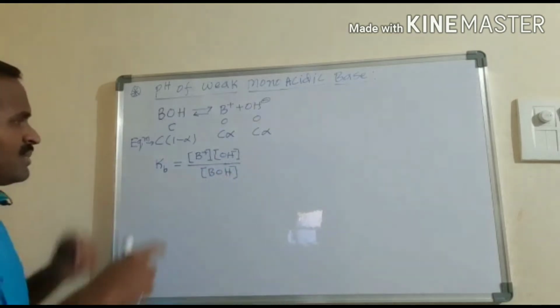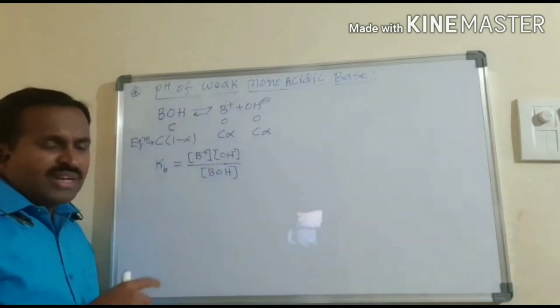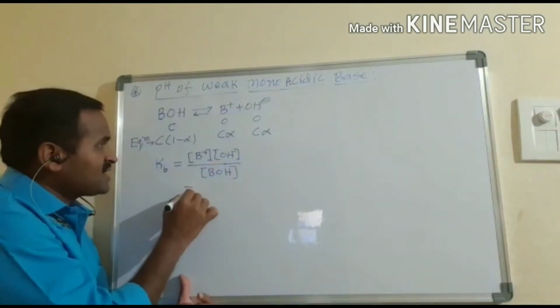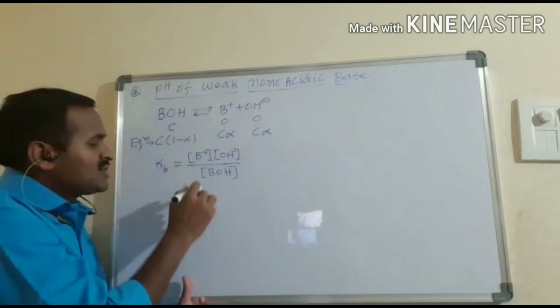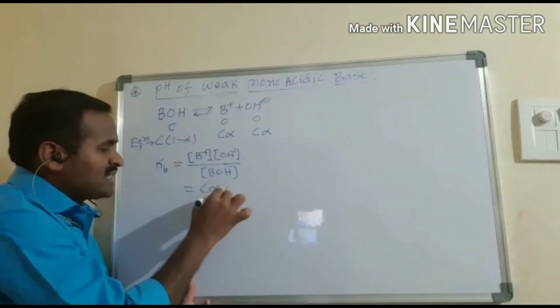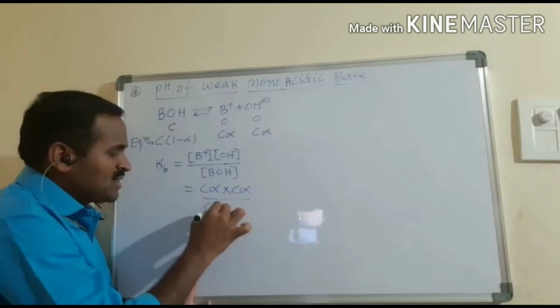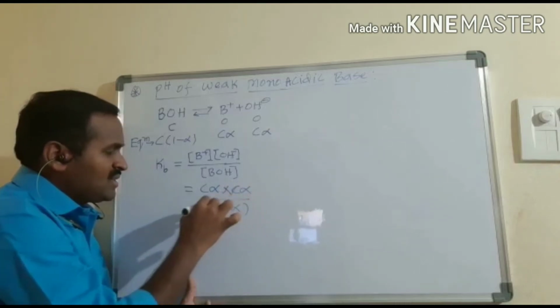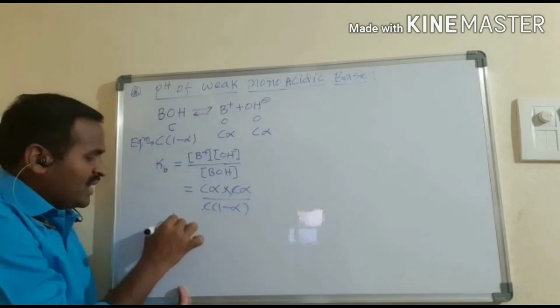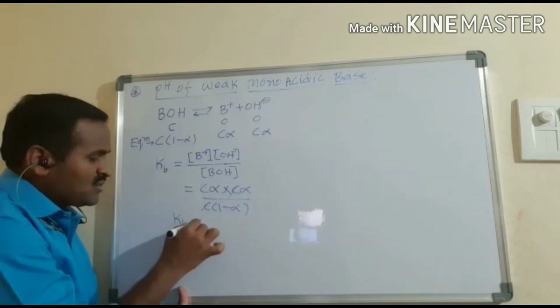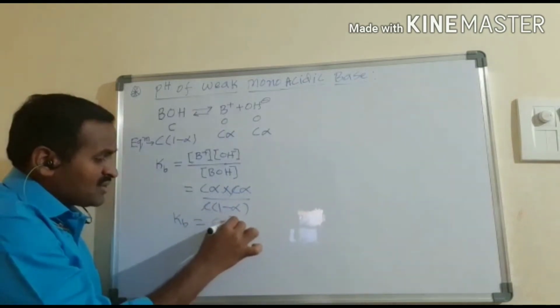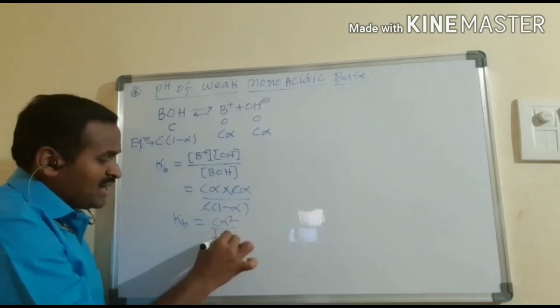B plus ion concentration into OH minus ion concentration. How much B plus is there? It is C alpha. This is also C alpha, divided by C into 1 minus alpha. The C will get cancelled. Finally, Kb is equal to C alpha square divided by 1 minus alpha.